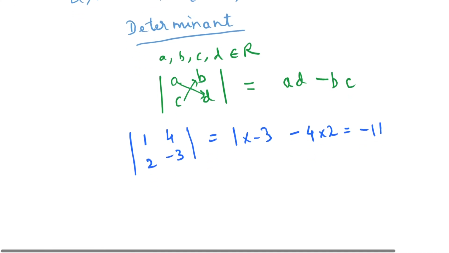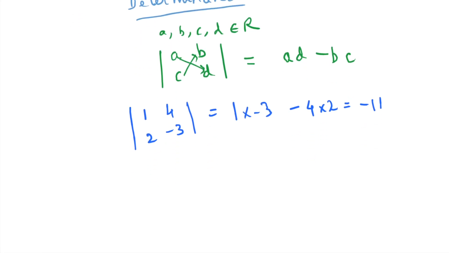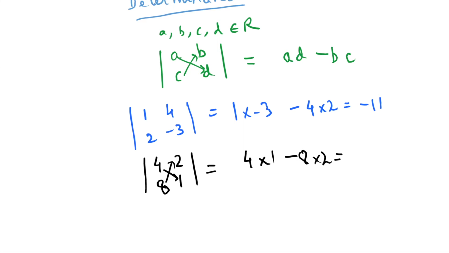So again, let's take one more example. The determinant of, let's say, 4, 2, 8, 1 will be equal to 4 into 1 minus 8 into 2, and this will be equal to minus 12.